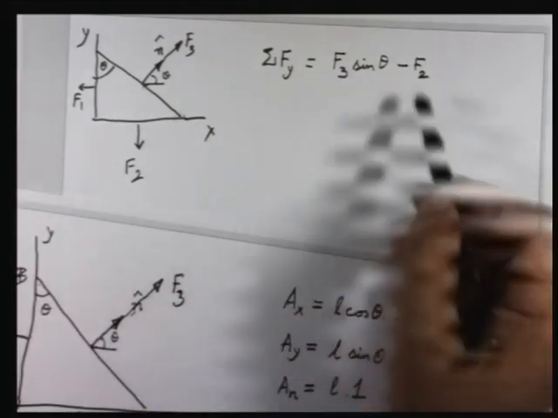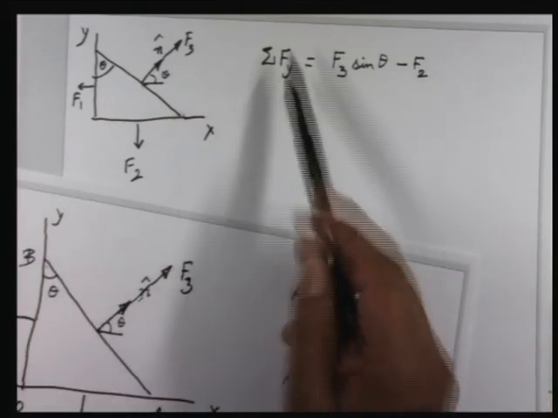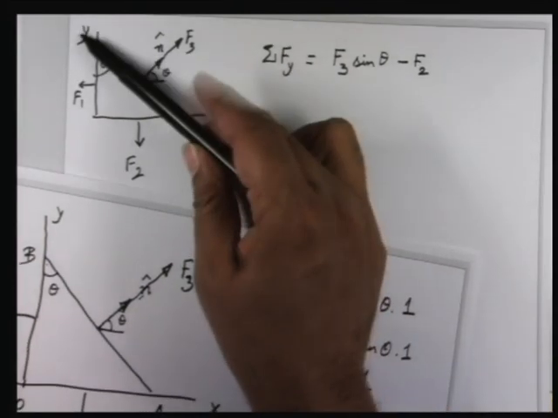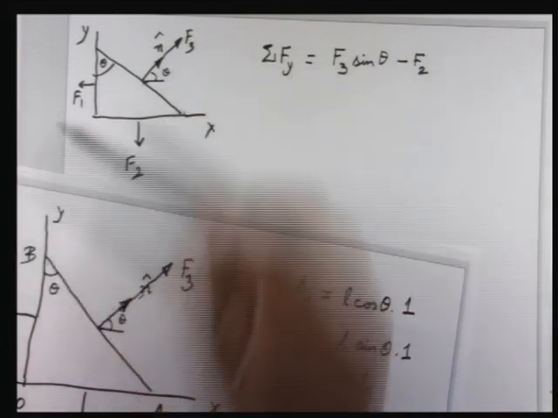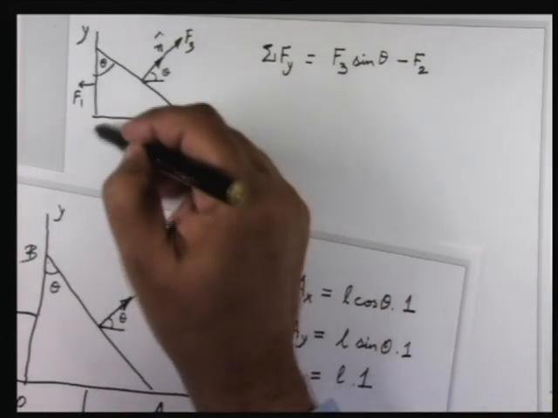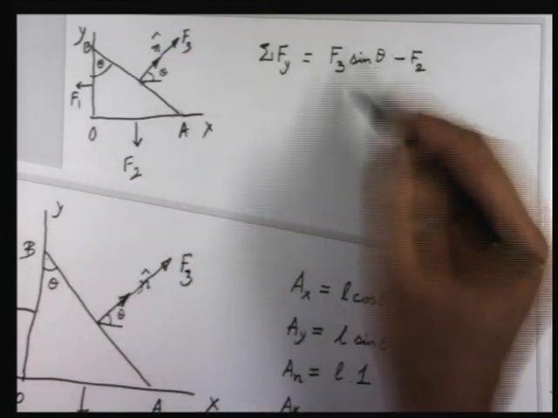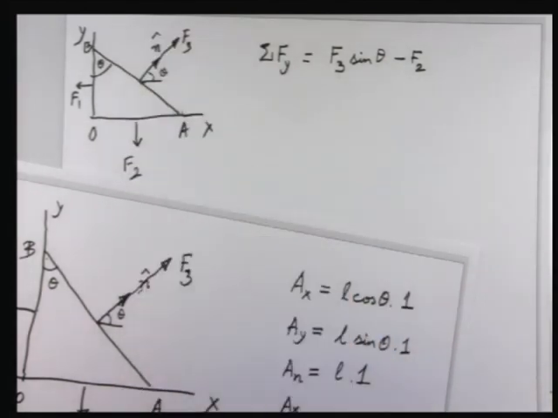So these are the contributions to the net surface force in the y direction from this surface and this surface. The surface force on this side, which is called OB, is in the x direction, so it doesn't contribute to this. But now you have to consider the weight also.